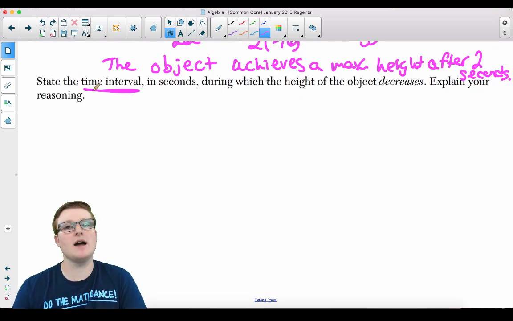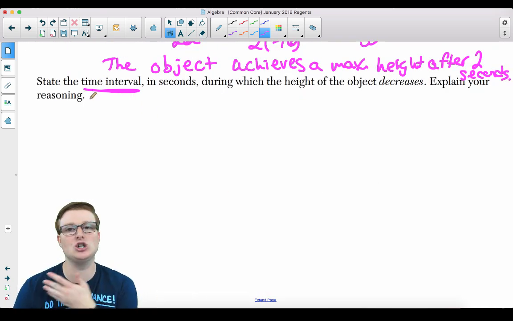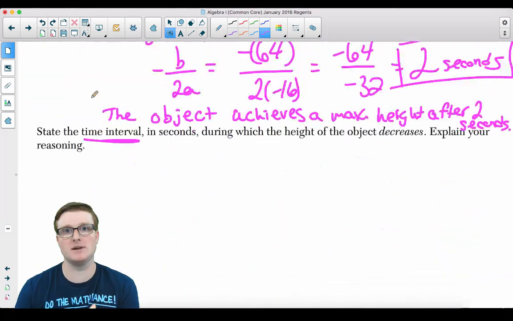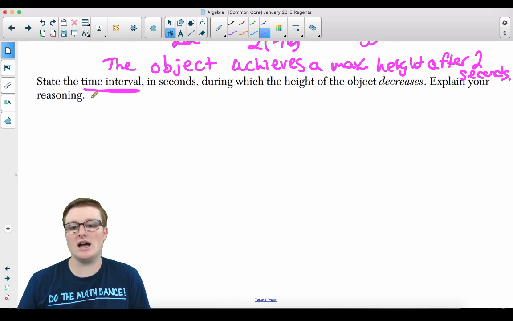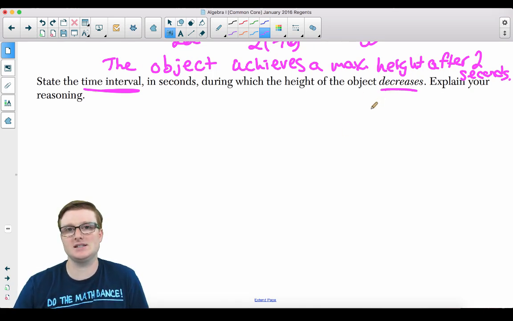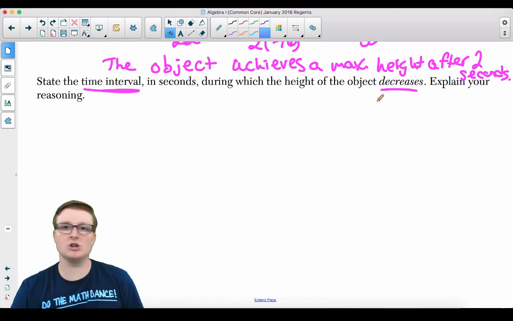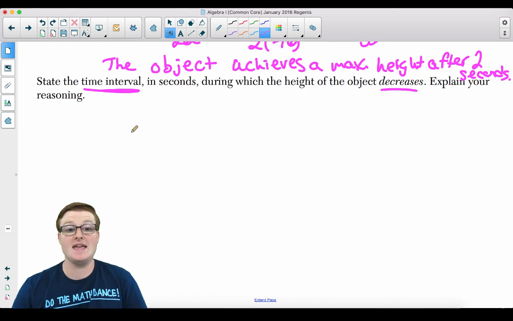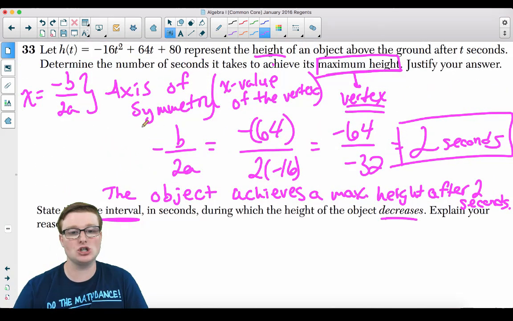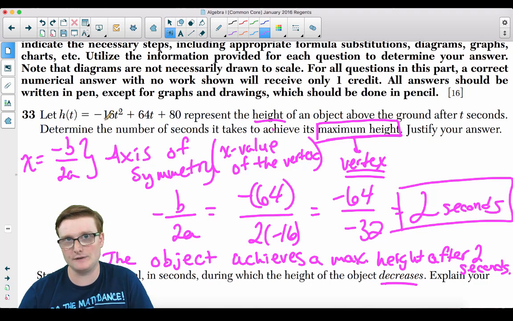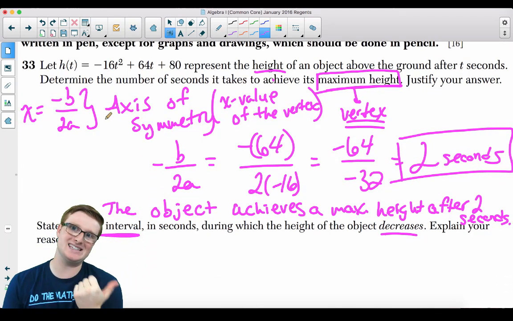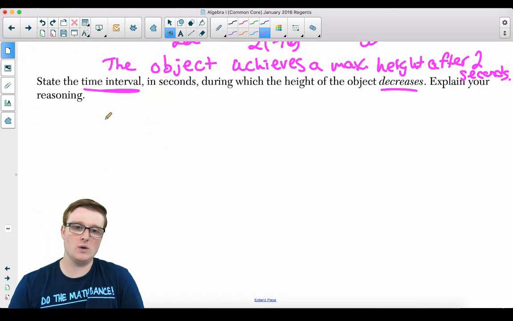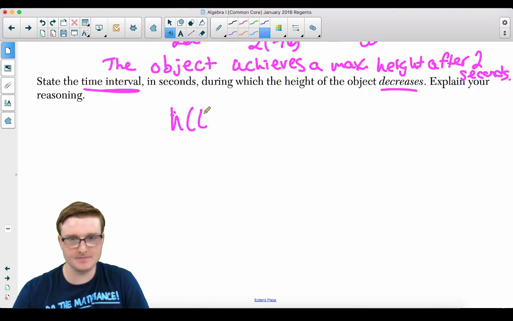Okay, remember how I just said time interval before and I said don't set it equal to 0? Yeah, that's for this part. But now for this part, it says state the time interval in seconds during which the height of the object decreases. Okay, so you could do this one of two ways. I like it this way. If you actually set this function equal to 0 and solve, you know that it's decreasing from the vertex to its ending value. So if you take h of t and you set this equal to 0, watch what happens.